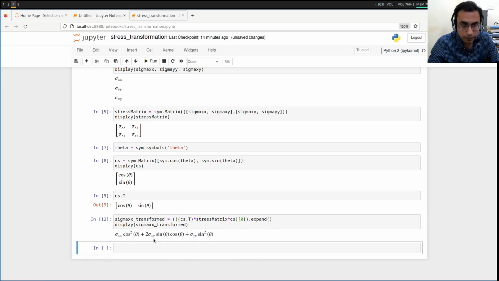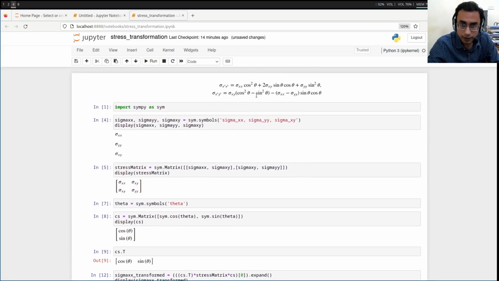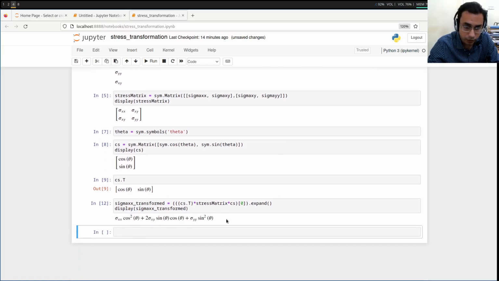Okay, so this is my sigma xx, and if you compare this expression with this one here, you'll see that it matches. So sigma xx cos squared theta plus twice sigma xy sine theta cos theta plus sigma yy sine squared theta. That's exactly the same thing here. So this seems pretty easy enough. It's easy enough to remember also using this CS matrix.